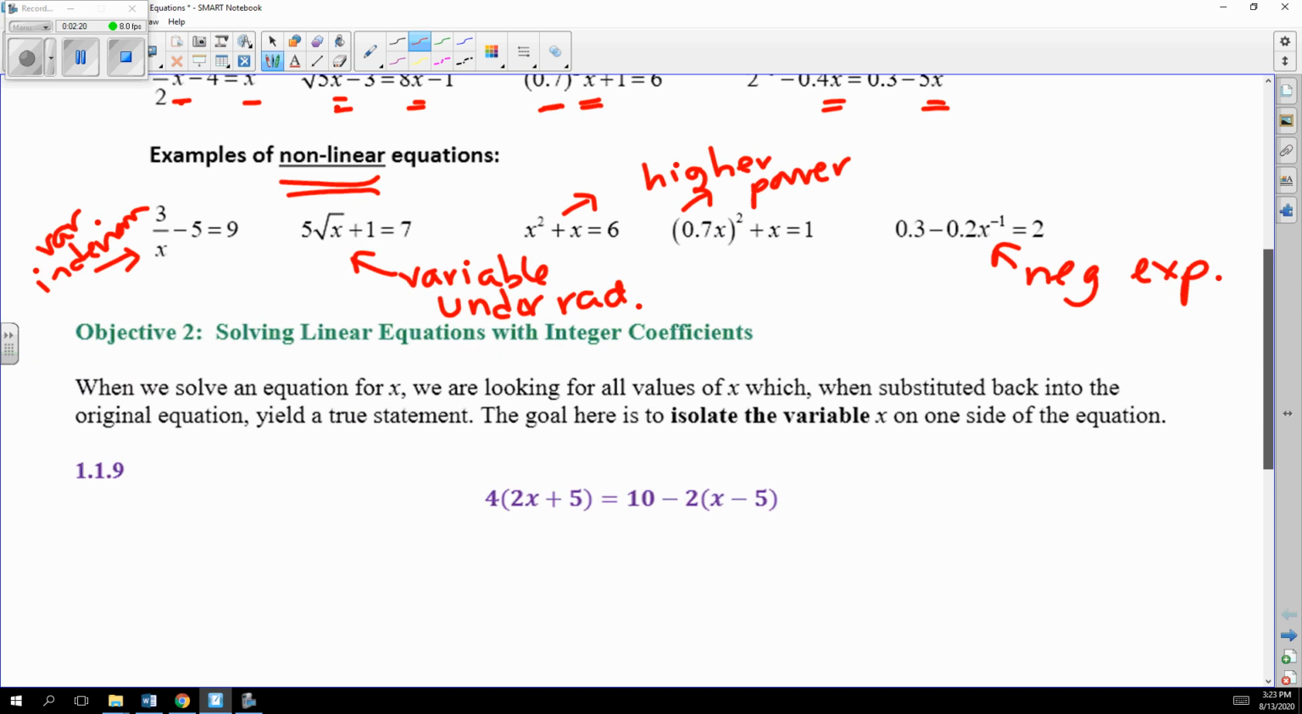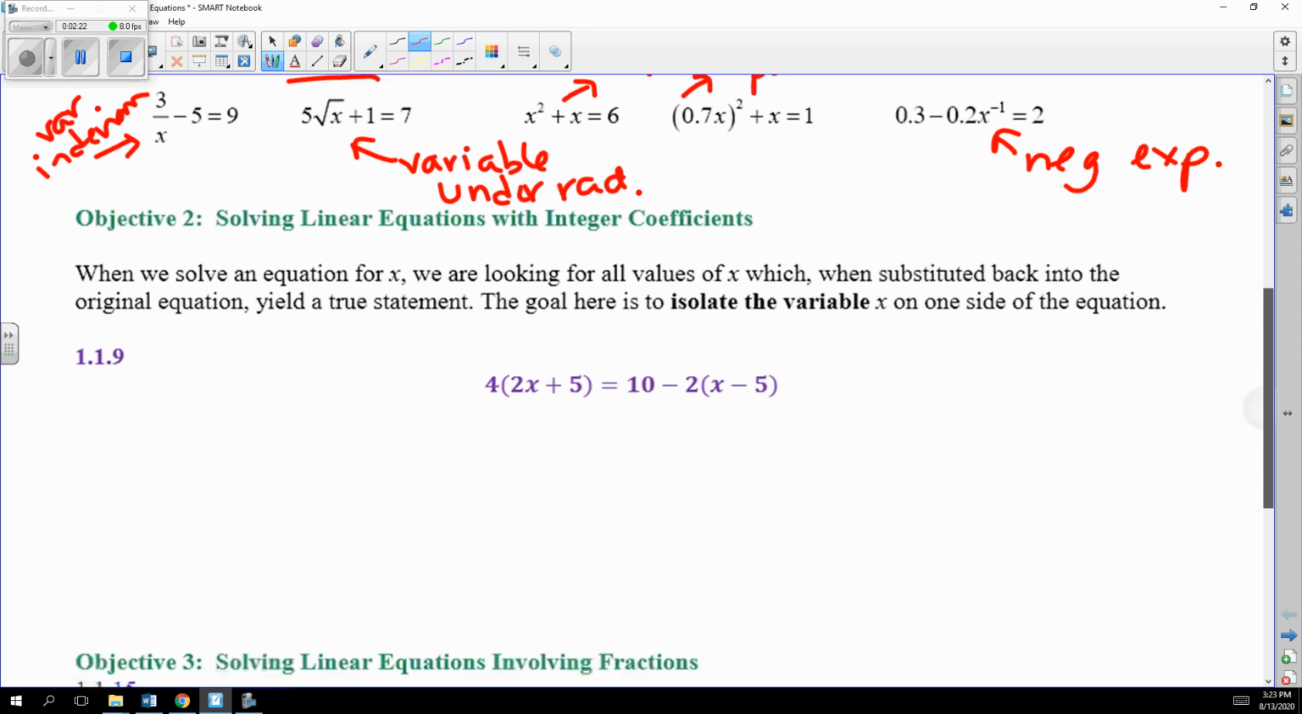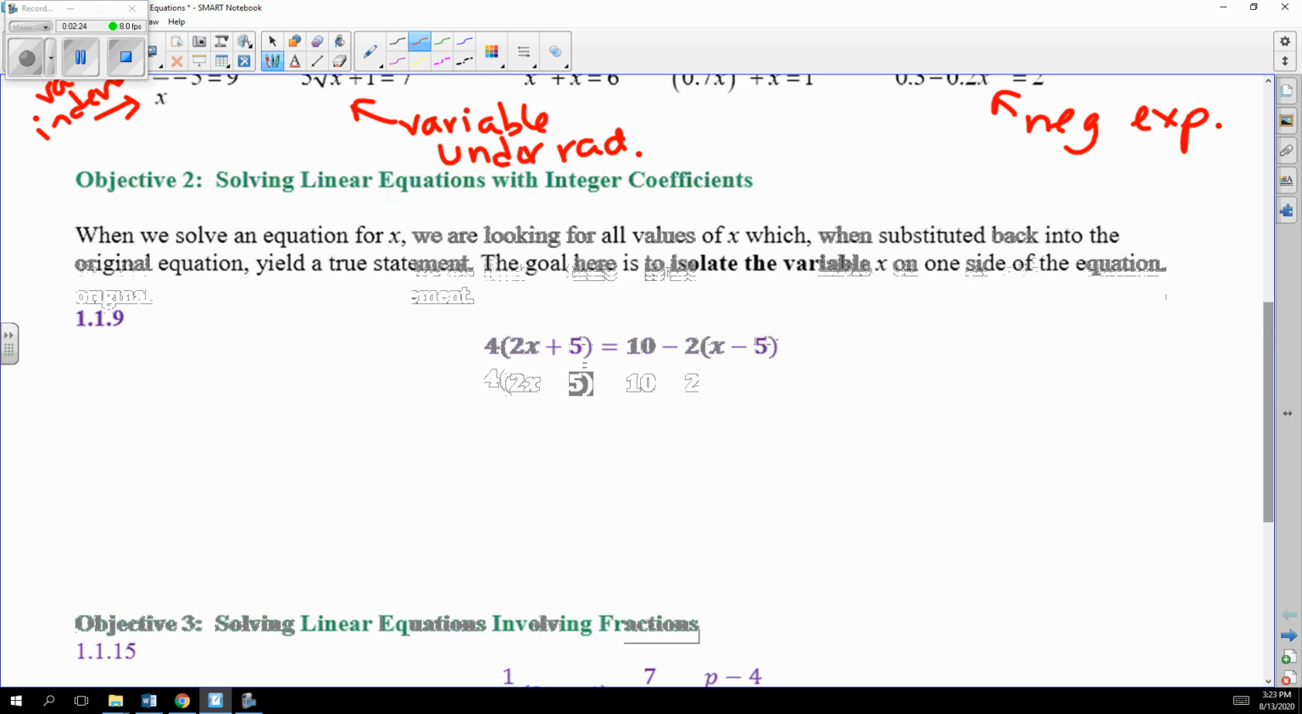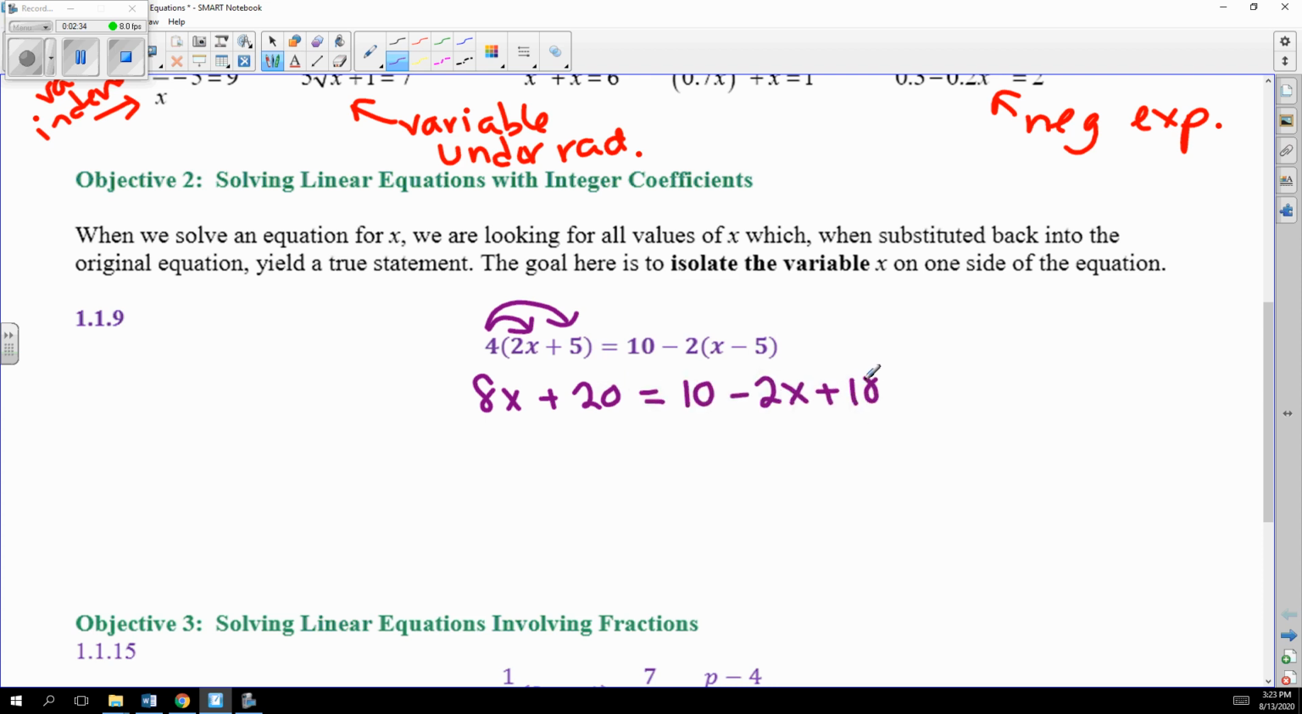So let's just solve a couple of equations. I don't think it's a big deal. Hopefully you're going to find some problems within that homework assignment that are pretty easy for you to solve. You're going to distribute the 4, right? And you're going to get 8x plus 20 equals 10 minus 2x plus 10. Don't forget to distribute the negative with the 2, please, okay?